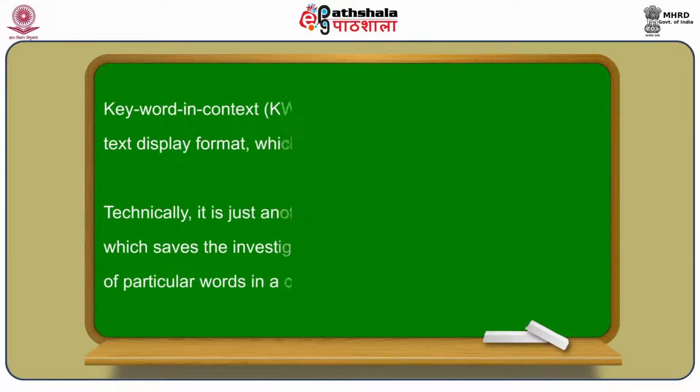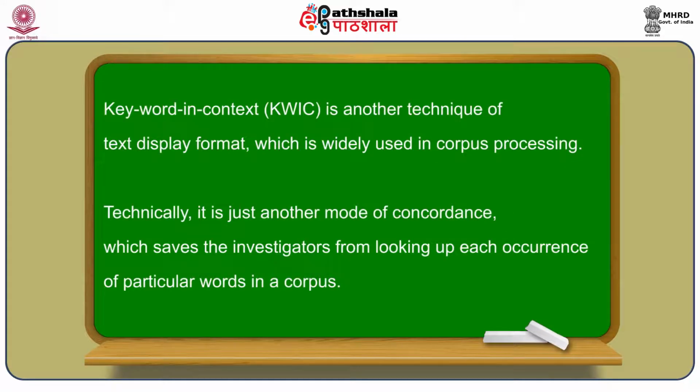The next issue is keyword in context. Keyword in context is basically a further extension of concordance. In keyword in context, which is another technique, text is put in a decimal format, which is widely used as a corpus processing part. Even the keyword in context database can be treated as another mode of concordance, which saves investigators from looking up each occurrence of particular words in a corpus.